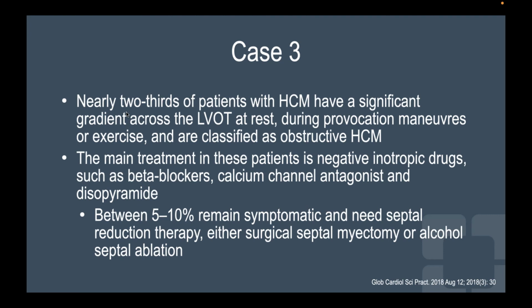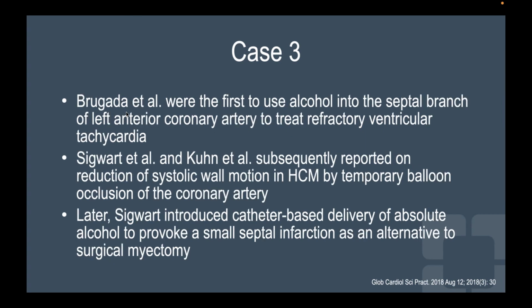Again, just a quick review, about 2/3 of patients with hypertrophic cardiomyopathy will have a significant gradient across the LVOT, and that's what we call obstructive physiology or pathophysiology, and that's what differentiates an HCM from an HOCM, the obstruction at the LVOT. The main treatment continues to be medical, so inotropic drugs like beta blockers or calcium channel antagonists. Having said that, for patients that remain symptomatic after medical therapy has failed, they will need either a surgical septal myectomy to open up that LVOT or an alcohol septal ablation. So again, this is in the minority of patients, those that fail medical therapy.